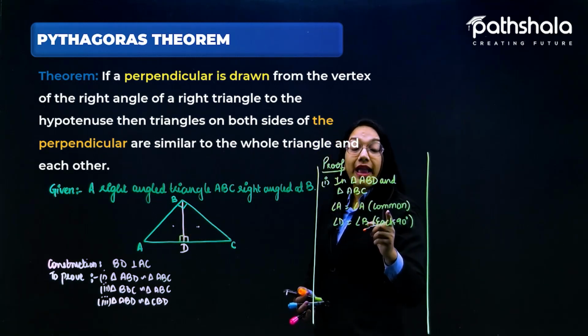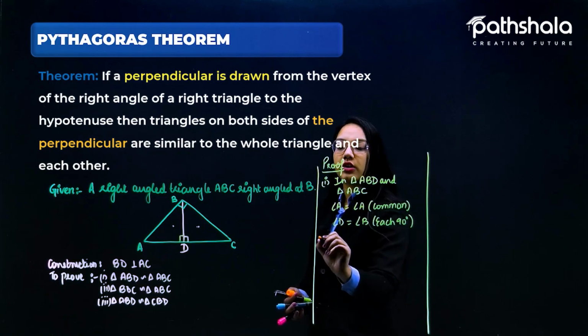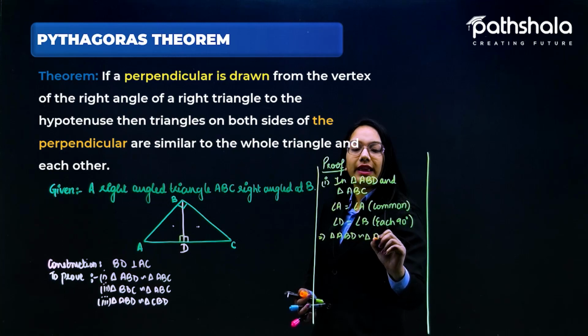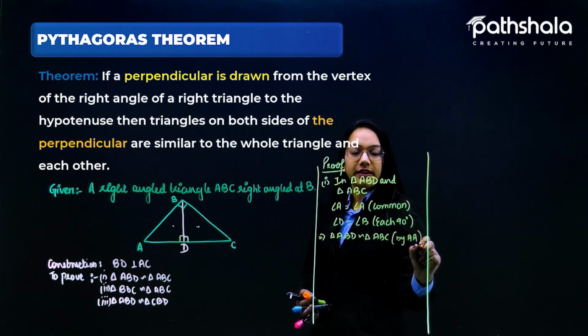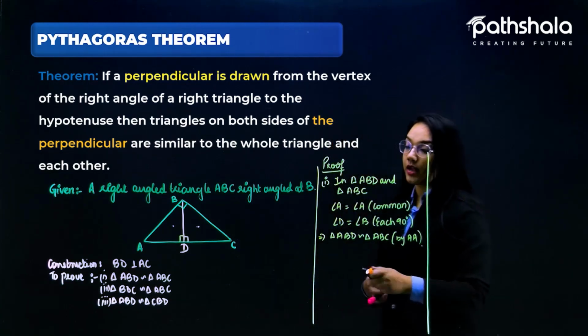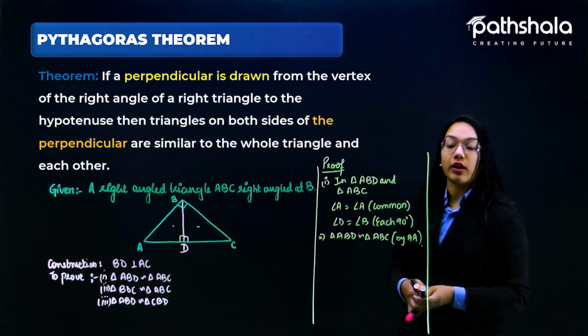So it means by angle similarity criteria, these two triangles are actually similar to each other. So it implies triangle ABD is similar to the triangle ABC by angle similarity criteria. So hence the very first part is done, that we have proved that the triangle ABD is actually similar to the triangle ABC.